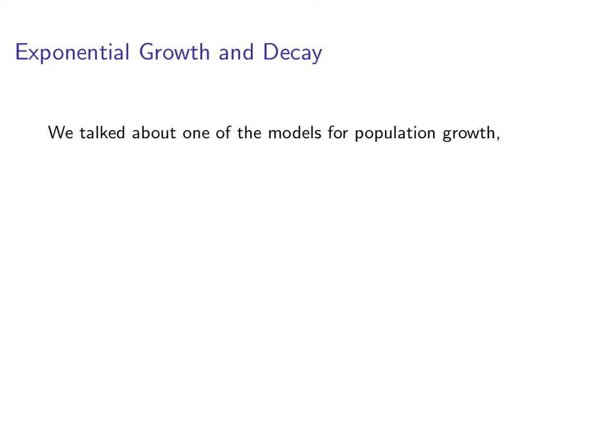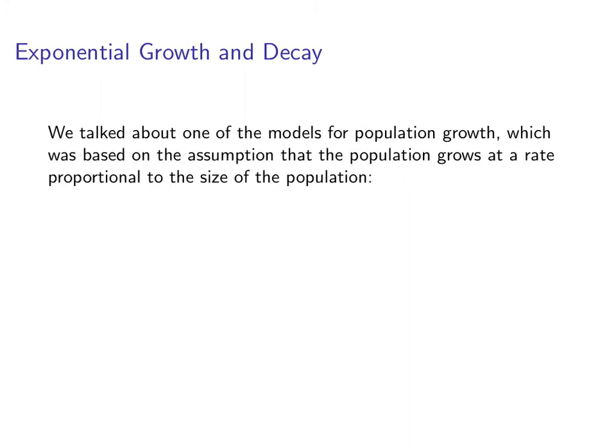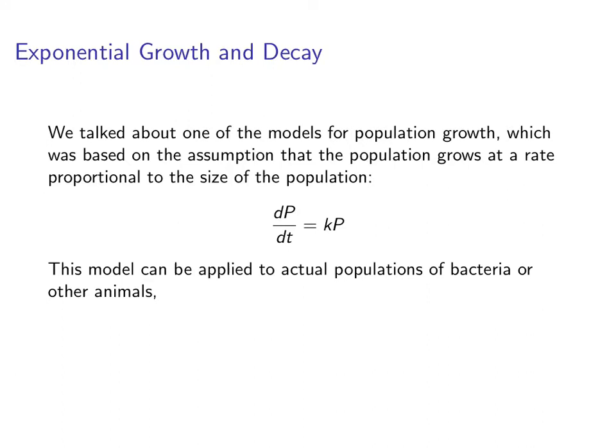Hello, calculus fans. So we talked about one of our models for population growth, and it was based on the assumption that the population grows at a rate that's proportional to the size of the population. So our differential equation was dP/dt = kP. That k is a proportionality constant.